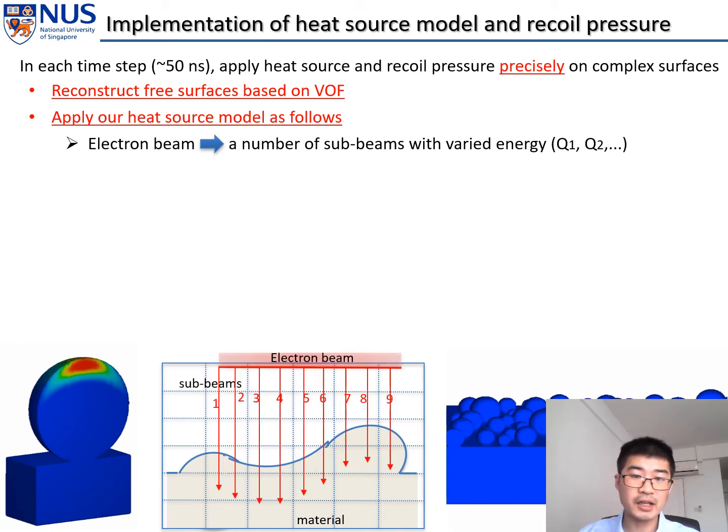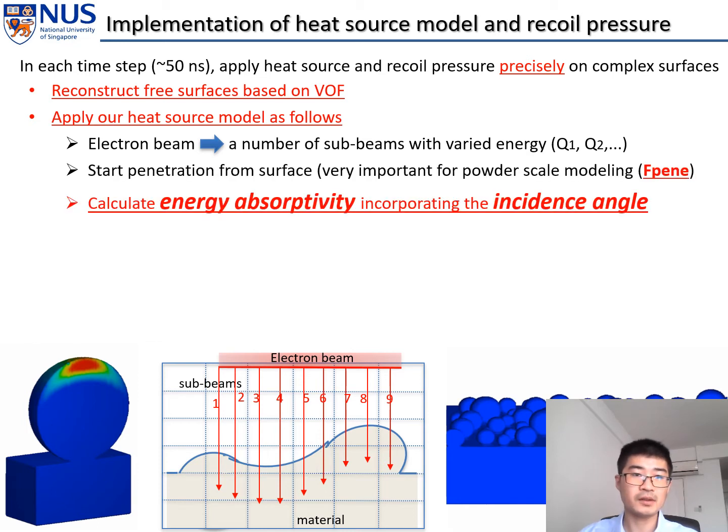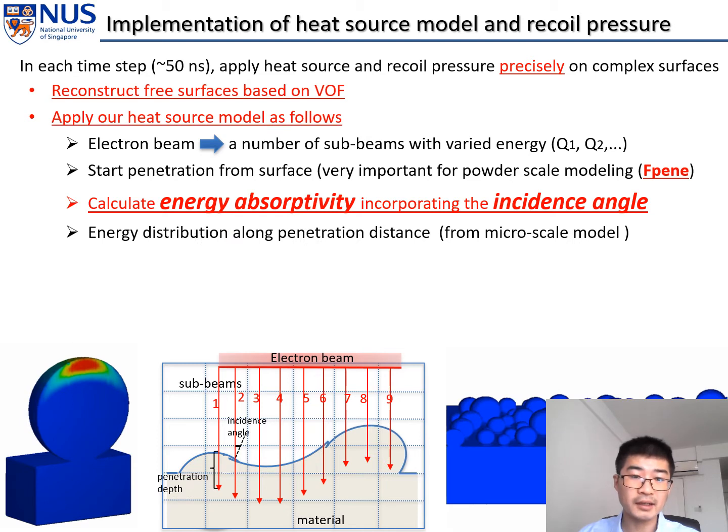So the energy for each sub-beam depends on its location within the cross-section of the electron beam. Then, for each sub-beam, we find the free surface and then start penetration from the surface. And the energy absorptivity of each sub-beam will be different because the local incident angle for each sub-beam is different. Then we apply the absorbed energy along the penetration depths based on the simulation results from the microscale model.